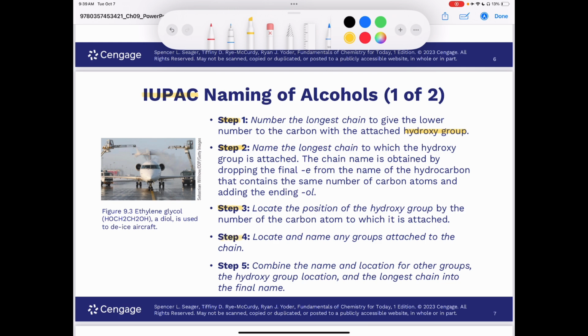Locate and name any other groups. So 1-ethyl, 2-methyl, 3-chloro, all that kind of stuff. And then we combine everything. We combine the name and the location for other groups, the hydroxy group location, and the longest chain into the final name. And remember, all the groups that are not part of the longest chain, we list those in alphabetical order. Numbers and letters are separated by dashes, and if you have two numbers, we separate those by a comma.